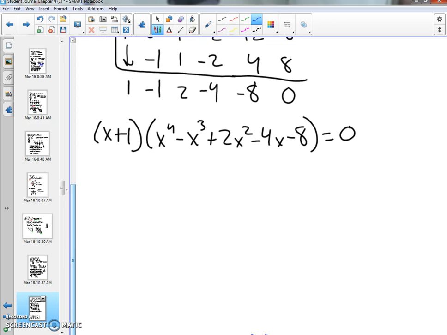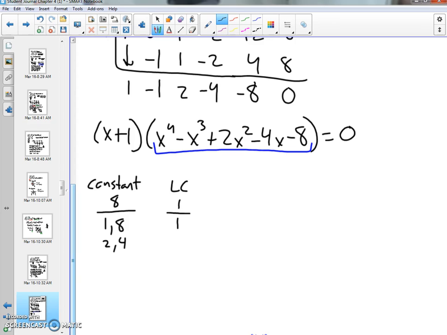So this time I'm looking at this polynomial, and I'm going to look at my constant, which is still 8. So 1 and 8 and 2 and 4. My lead coefficient is still 1, so 1. So my possible solutions are the same. So let's try, we tried 1 and negative 1. Let's go ahead and try a 2 now.